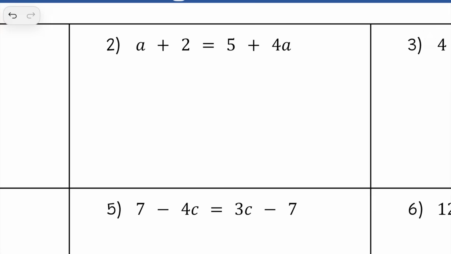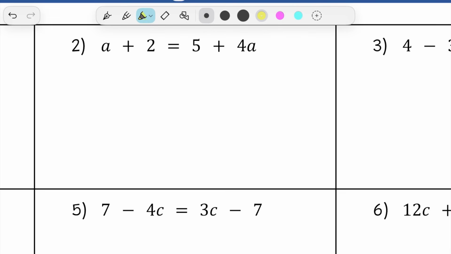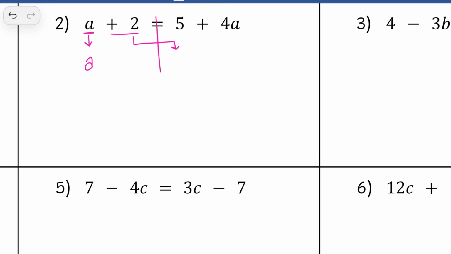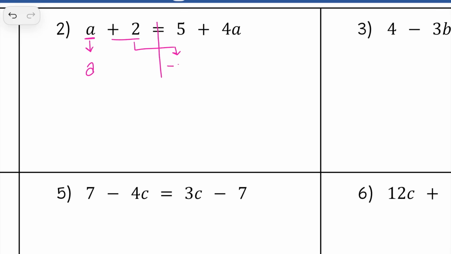Let's slide over here to problem number 2. For problem number 2, like I said, you're going to start off with a vertical line where your equal sign is. All right, and then start at the beginning. Your variable here is an a, and that is on the correct side, so that a comes straight down. Next, we have a positive 2. That needs to be moved over here to the right side, so its sign changes. So instead of positive 2, it becomes negative 2.